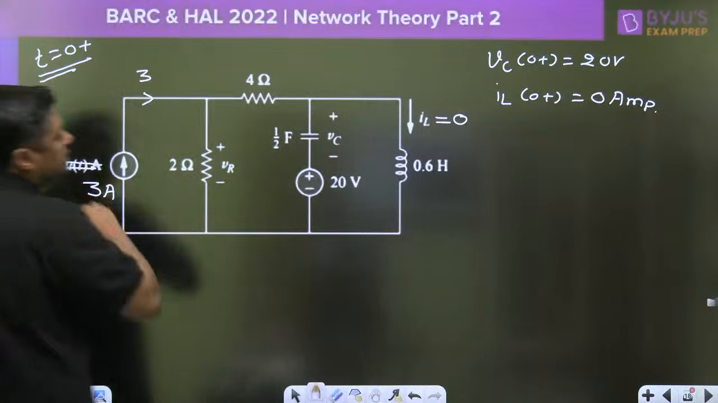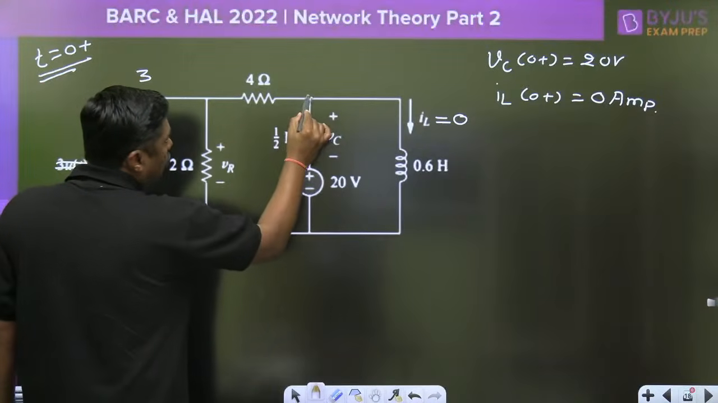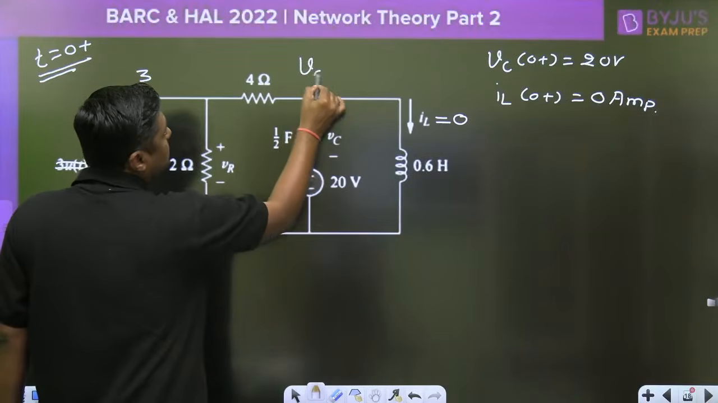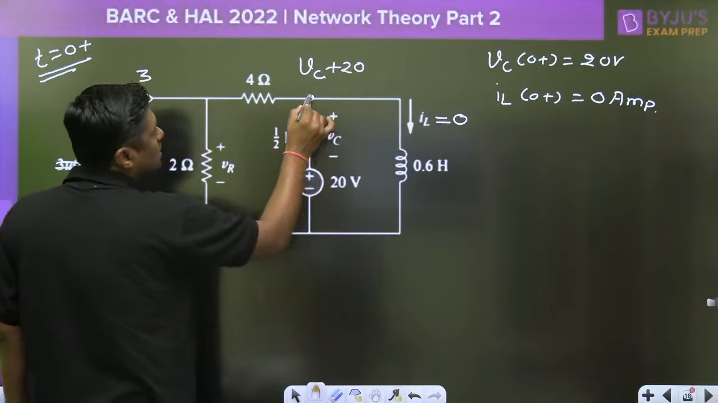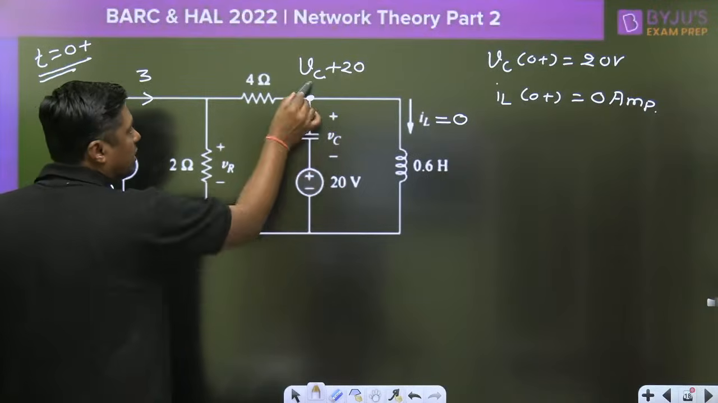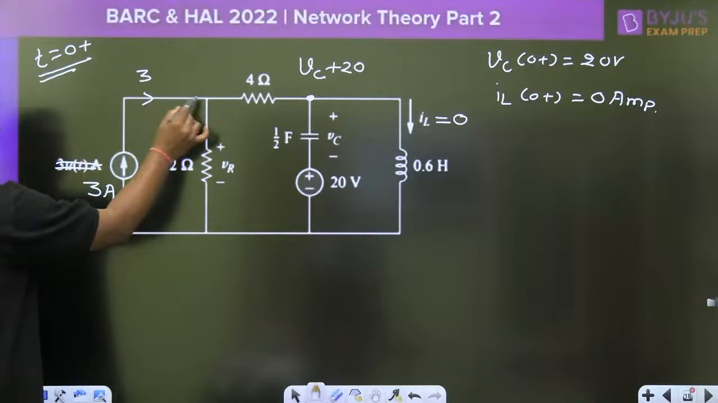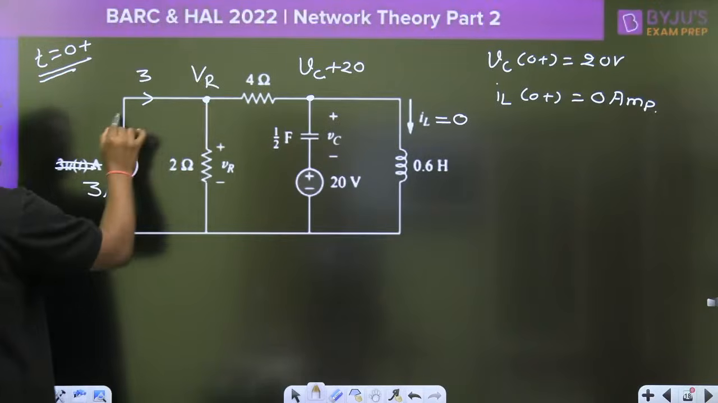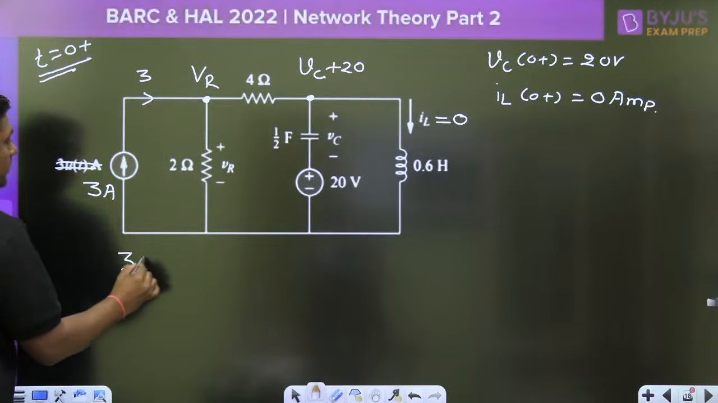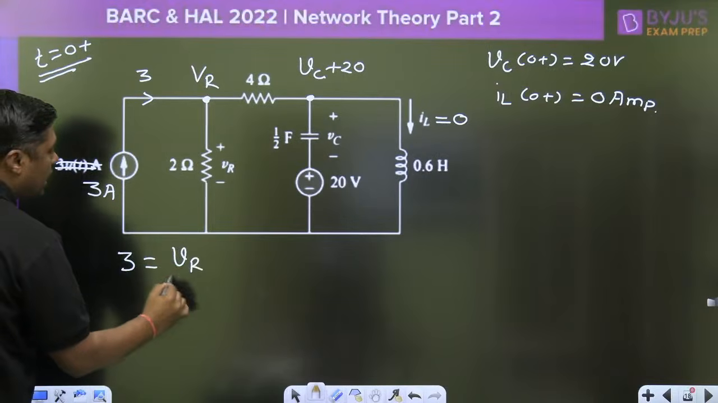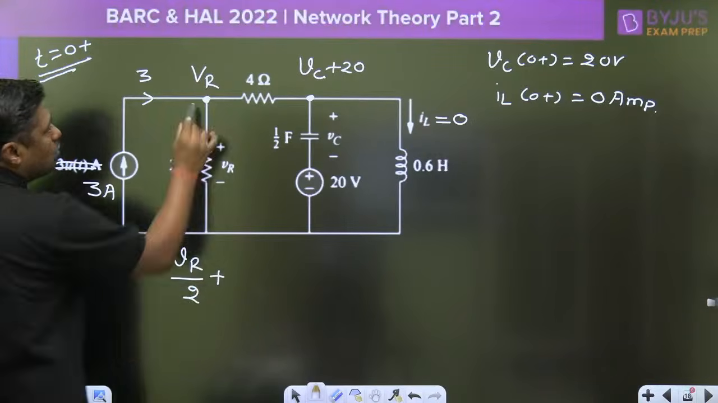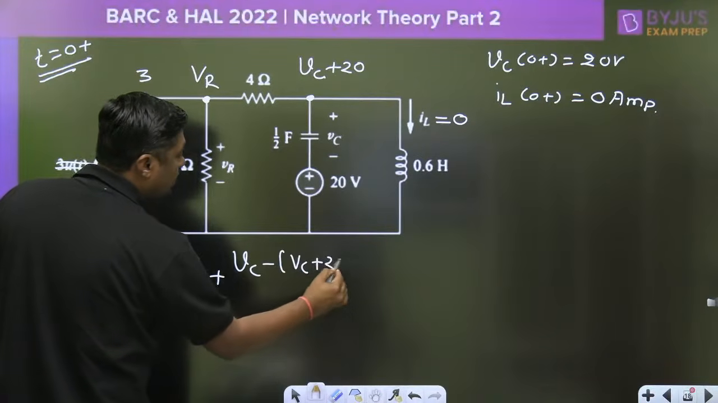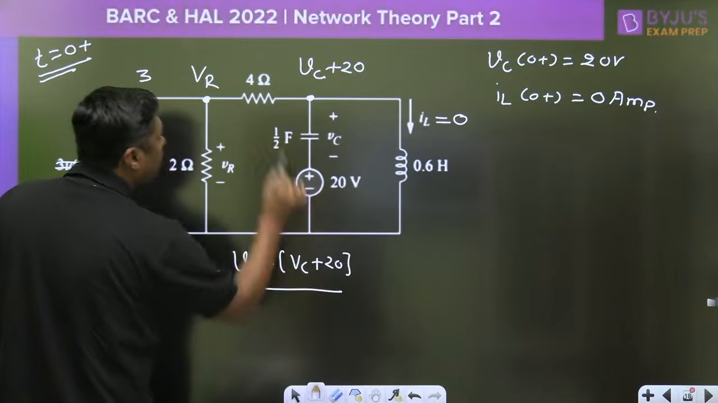Now we have to find the VR. So what is the incoming current? 3. What is the voltage at this point? What is the general formula of the voltage? So I can write Vc plus 20 volt. What is the voltage at this point? Vc plus 20 volt. Now write down the KCL at this point. This is the VR. So what is the incoming current? 3. What is the outgoing current? VR by 2. What is the other outgoing current? VR minus (Vc plus 20) divided by 4.